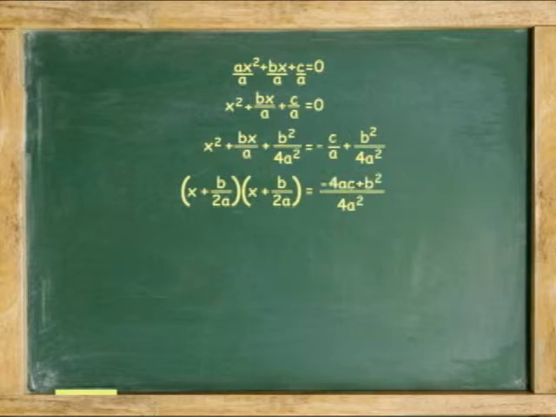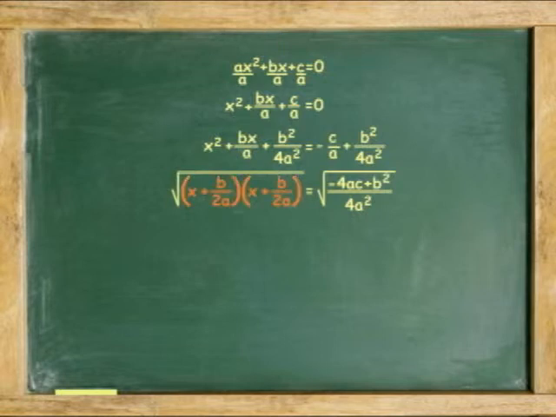Now to step 5. Find the square root of both sides. Because here we have two of the same binomial, the square root of the left-hand side is one of the binomials. On the right-hand side, the numerator negative 4ac plus b squared cannot be simplified because the two terms are tied up with addition. So they have to stay under the radical.